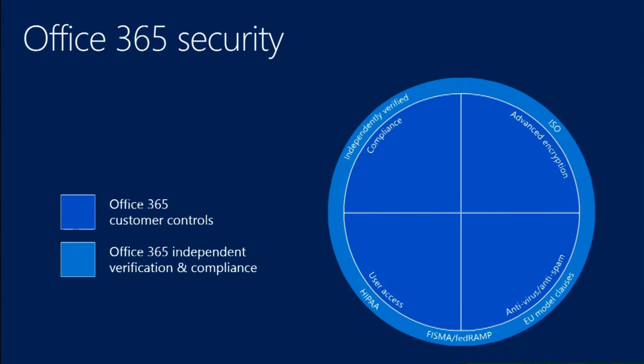So under customer controls, we have advanced encryption, antivirus, anti-spam, user access, and compliance itself. What you can control: things like you can enable rights management service, either on-prem or online, to make sure you have encryption, either identity-based or policy-based encryption. Antivirus and anti-spam.